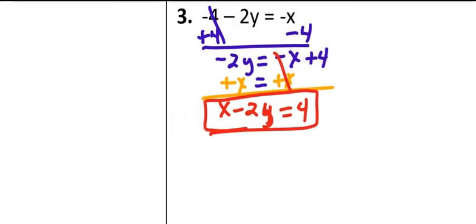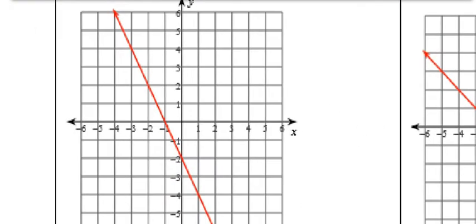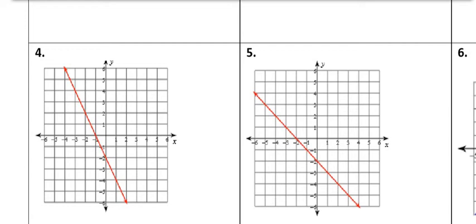Pause me while we look at this next one. So go ahead and pause and find your slope and your y-intercept and put it in standard form.